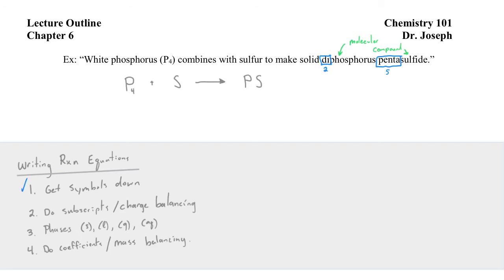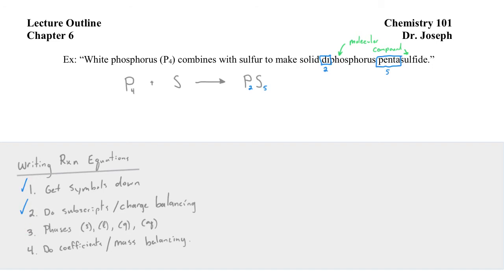So what's the subscript next to phosphorus? That's right, the prefix di means 2, so let's put a 2 there. And then what about for sulfur? Sulfur has penta before it, so that has the subscript 5 right next to sulfur. We've now completed step 2, which is subscripts and charge balancing. Now we go on to step 3, which is phases.